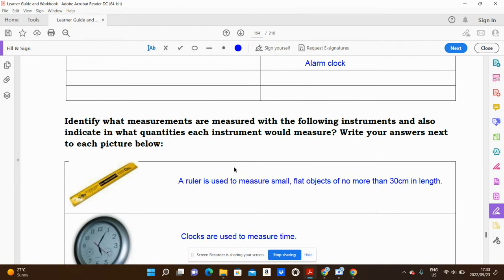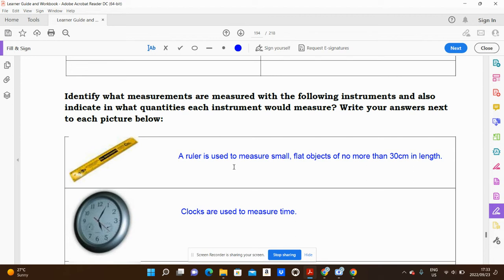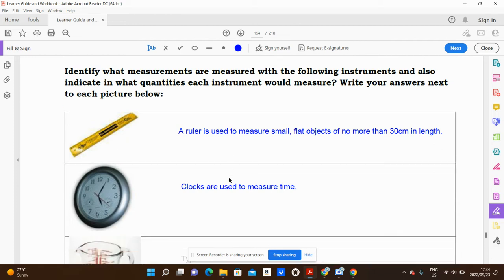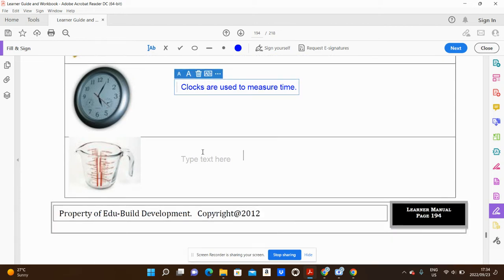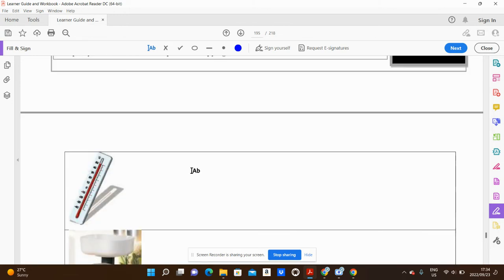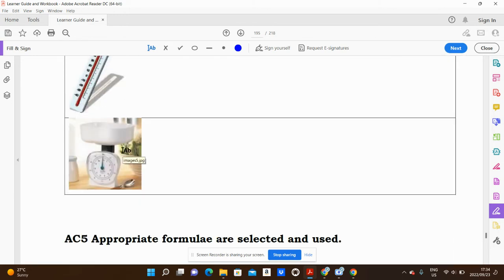Identify what measurements are measured with the following instruments, also indicating what quantities each instrument would measure. Write your answers next to each picture below. So, a ruler is used to measure small flat objects of no more than 30 centimeters in length. You can also use a ruler to measure string, for example. You are going to tell me, using the examples that I have put here, your own interpretation. Of course, with something like a clock, this is the only interpretation, as clocks are used to measure time. You're going to tell me what this is used for, what this is used for, and what this object is used for.